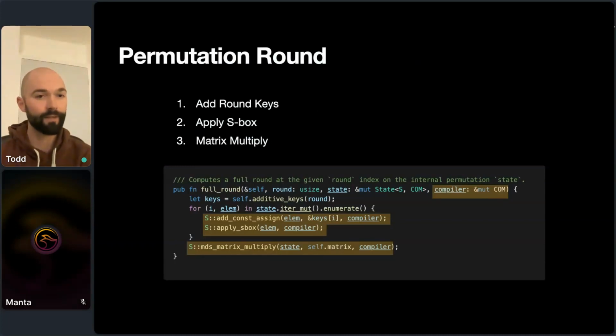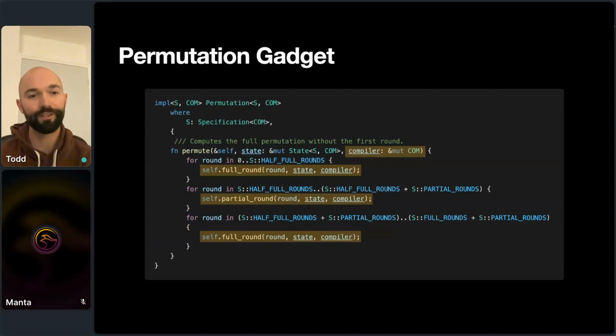Same goes for the SBox, which is the second part of a permutation round, and same for the matrix at the very end. Matrix multiplication also receives that mutable reference to the compiler and allocates new variables and constrains them. So you put all of this together and you have the actual permutation gadget. It would just perform the appropriate number of full rounds, the appropriate number of partial rounds, followed by full rounds.